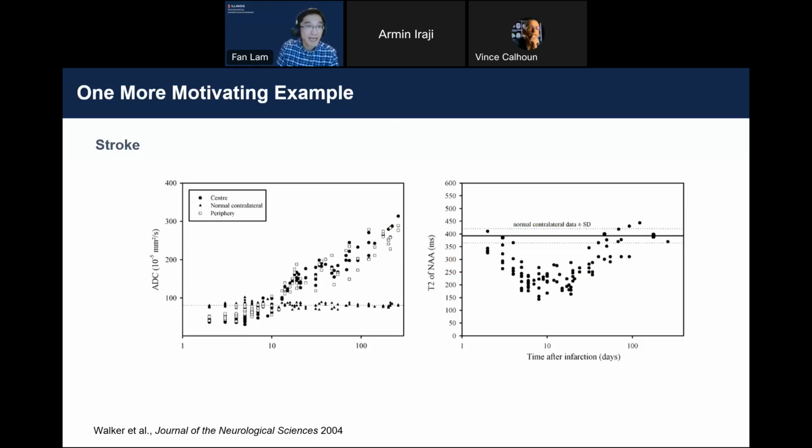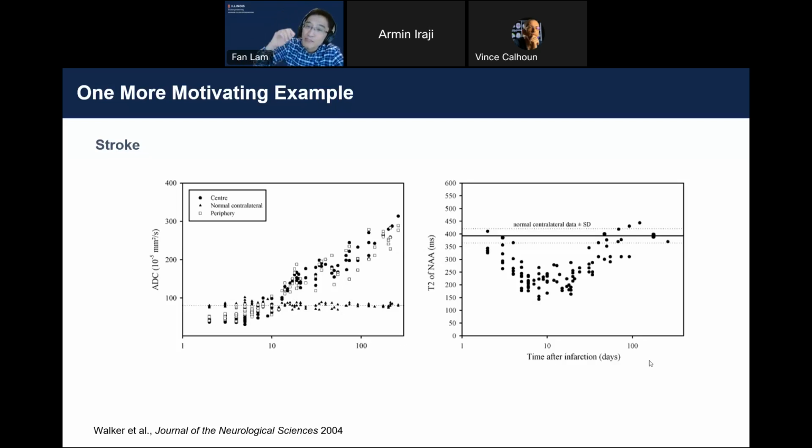Like, for example, in this case, it was a stroke study to try to track the recovery of ischemic stroke patients. And they did single voxel spectroscopy, of course. And if you look at the ADC of the water molecule, it gives you very consistent data, consistent with what we have been understanding about stroke, right? ADC keeps increasing during the recovery of the ischemic stroke.